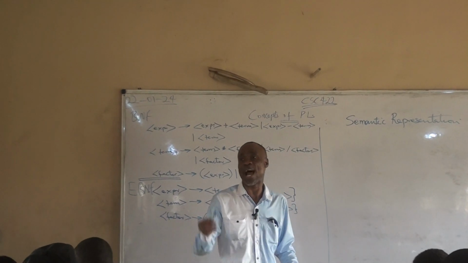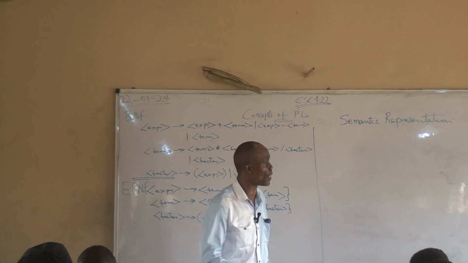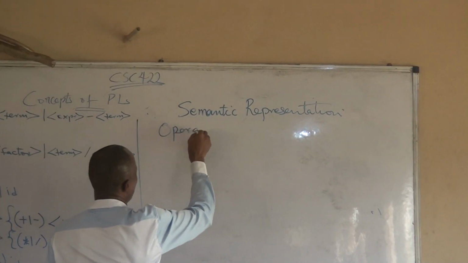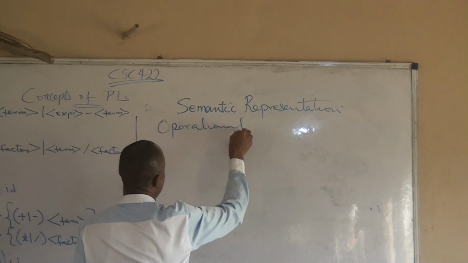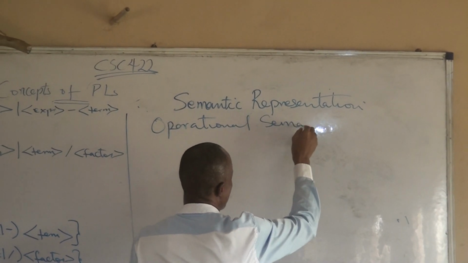Now look at it. We have three mechanisms for specifying semantics of programming language. I don't want to waste time. We have operational semantics.